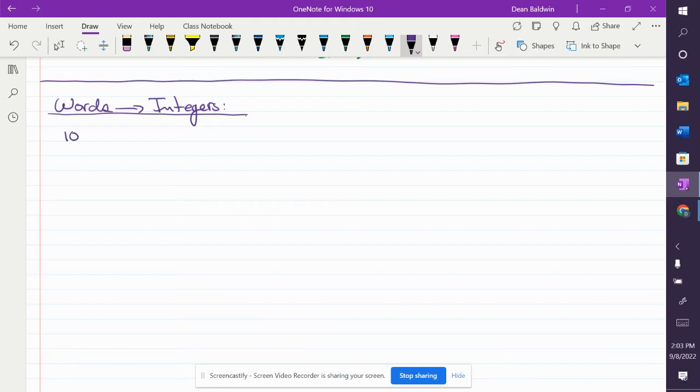The temperature is 10 degrees Celsius above freezing. How would I represent that with a number? What number would that be? To indicate something that's really important here: positive 10 or plus 10 degrees Celsius, which is the same thing you said.